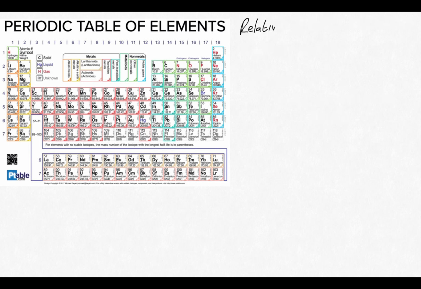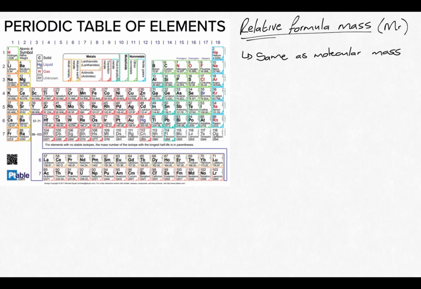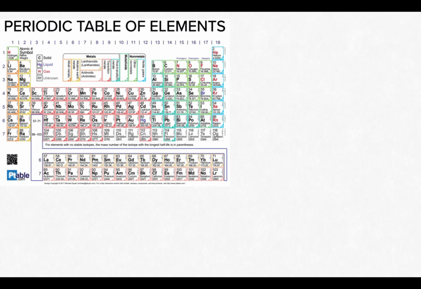Lastly, we have the relative formula mass, also denoted by Mr. Now, this is used for compounds containing ions. It has the same unit and is calculated in the same way as the relative molecular mass. A good example of this is potassium carbonate. Let's have a look at how to calculate a few examples.